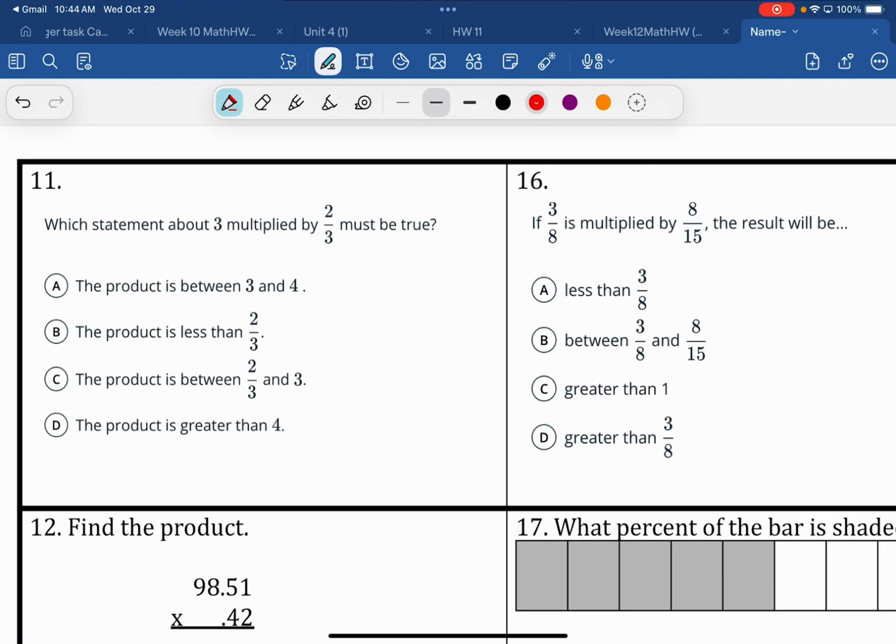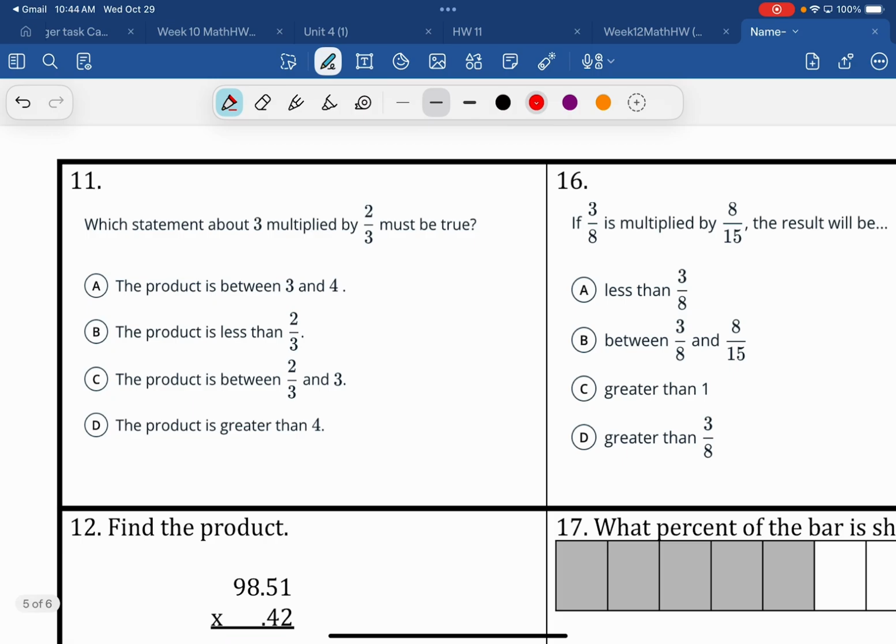Number 11. What statement about 3 multiplied by 2/3 must be true? Friends, you see these a lot on your homework because we want you to master these. So far you haven't, so we're going to continue to put them on there.